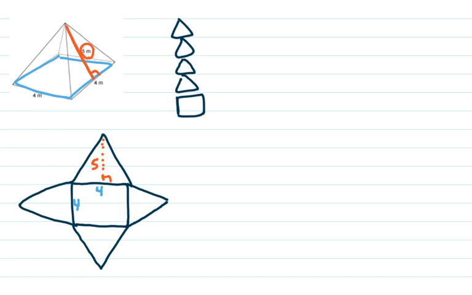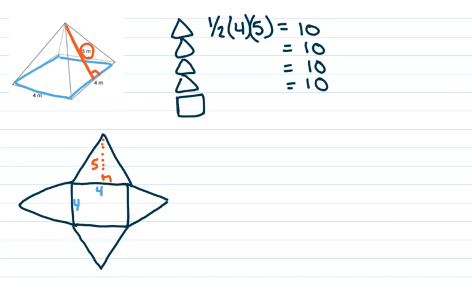My triangles all have the same area. 1/2 base times height, which is 4 times 5. 1/2 times 4 is 2. 2 times 5 is 10. So each triangle is 10. Now I need to find the area of the square. So the square has an area of 4 by 4, which makes its area 16.